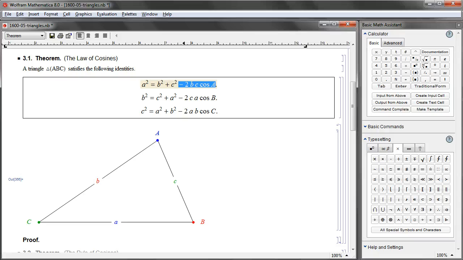Now what do we have left? A squared is equal to b squared plus c squared. Haven't we seen this before? Yes, we have. That's called the Pythagorean theorem, and that works for a right triangle where this angle capital A is 90 degrees. Now in general, the angle is not 90 degrees. In that case, we need this minus 2bc cosine of A. That's what the law of cosines is talking about.